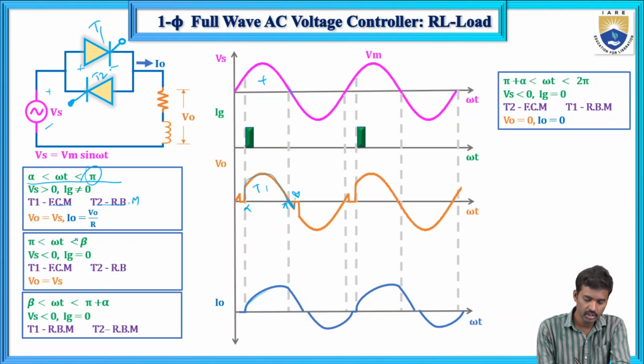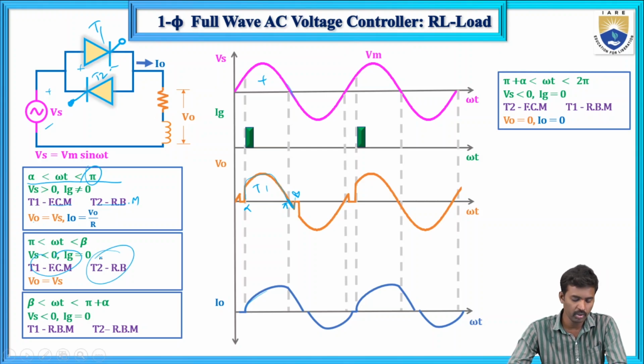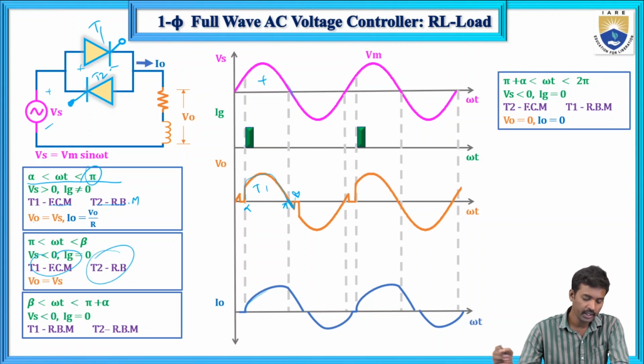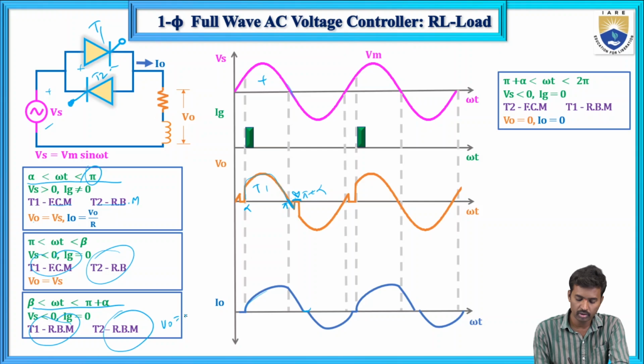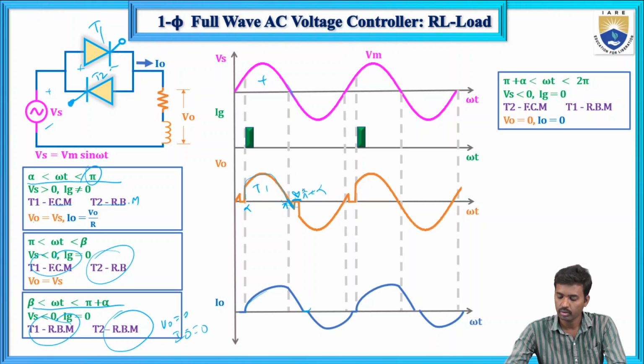In this case, T1 is in forward conducting mode and T2 is in reverse blocking mode. And next, from beta to pi plus alpha, both are in reverse bias, both are in reverse blocking mode. There is no output voltage, so V0 equals 0 and I0 equals 0.